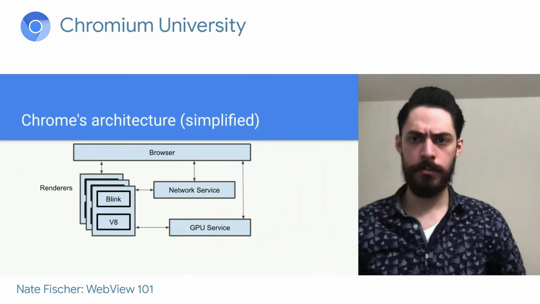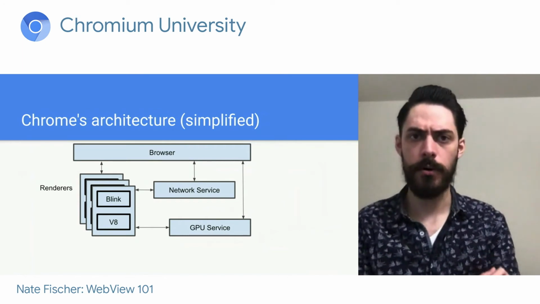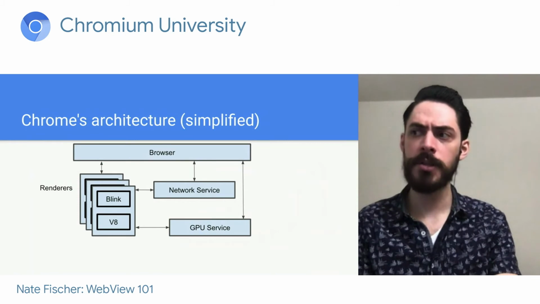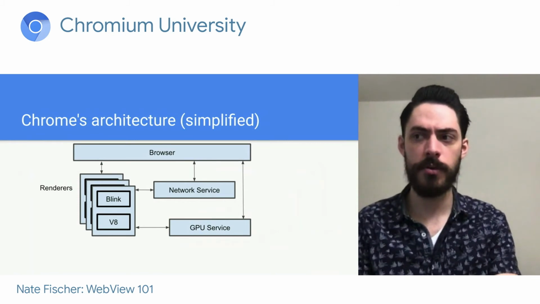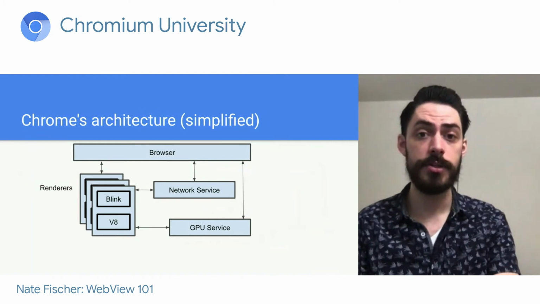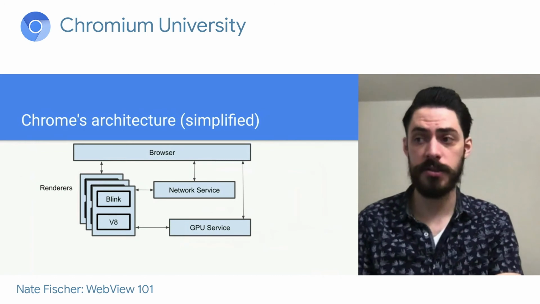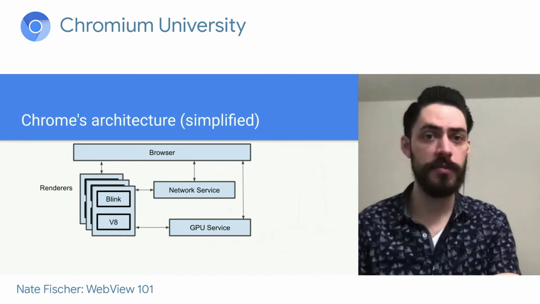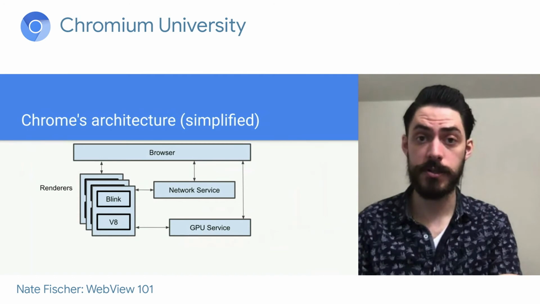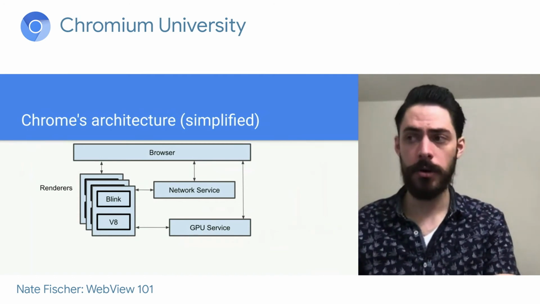At runtime, so that was kind of an overview of our code layout architecture, but our runtime architecture is also worth covering. So this is not WebView's architecture. This is Chrome's architecture. It's actually a simplified version of it. So you'll notice we have the one browser process. We have a handful of renderer processes. We have a network service process and a GPU process. So hopefully this is more or less familiar.